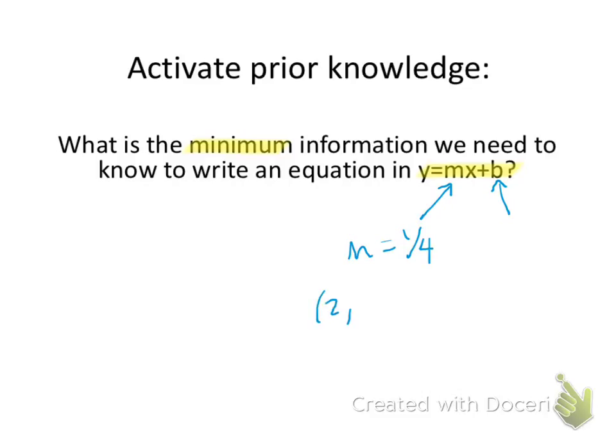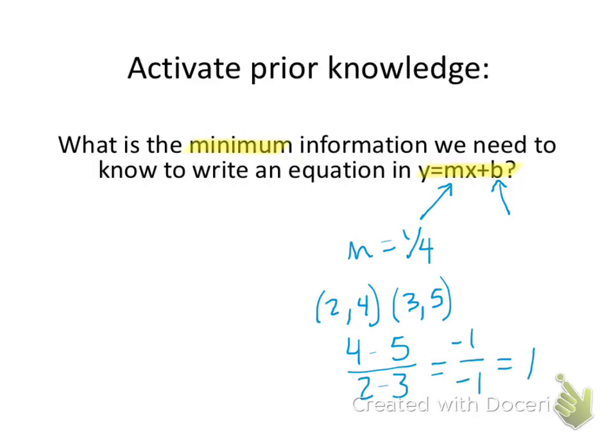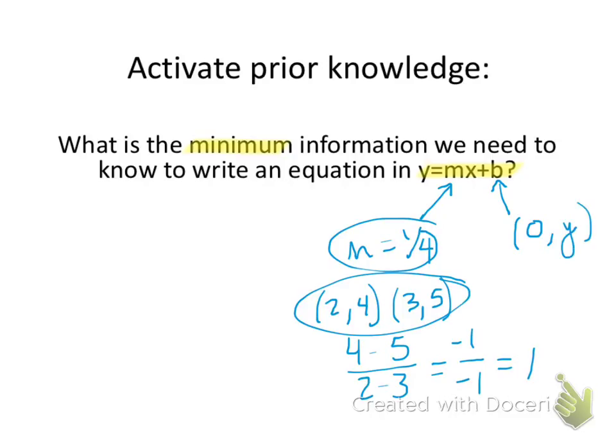How else could we find out the slope? If we have two ordered pairs, can we find the slope? You betcha. All you gotta do is subtract the y's, subtract the x's, and you've got your slope. So two options. Either they give us the slope, or we need two ordered pairs. How about the b? The y-intercept, remember, is always going to have a 0 for x. So if they give us an ordered pair that has a 0 for x, that's our y-intercept. Alright, so you're getting the idea here.